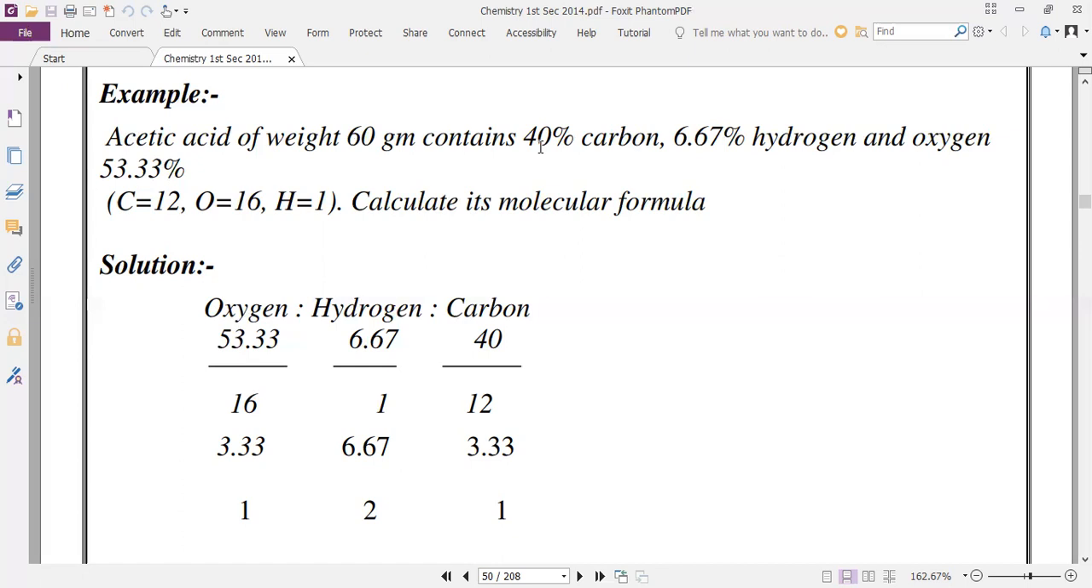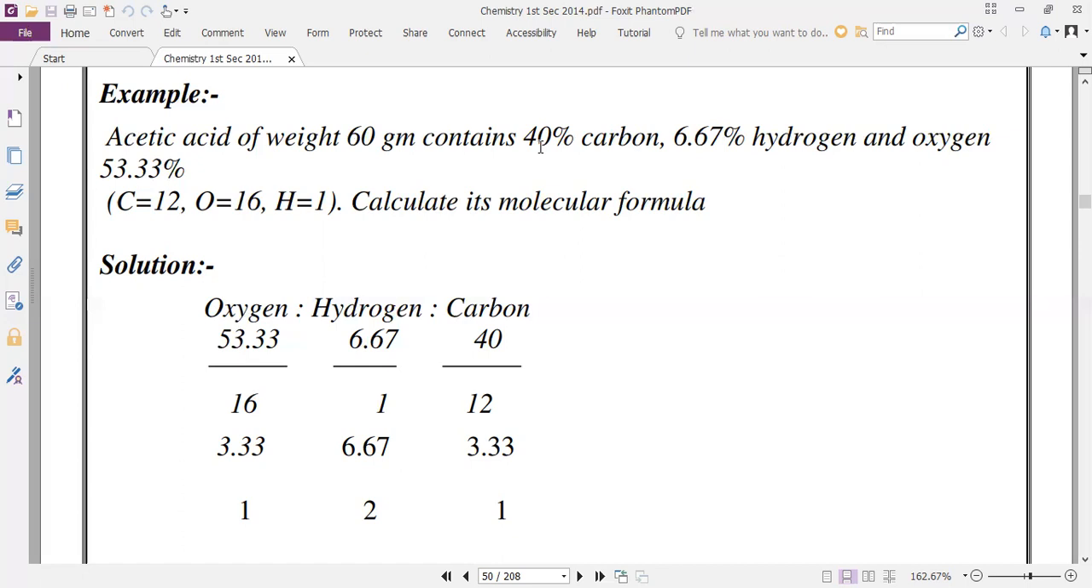6.67 divided by 1, the atomic mass of hydrogen. 40 divided by 12, the atomic mass of carbon. So it's called what? Number of moles, right? Yes, number of moles. He didn't write the rule because it's known that number of moles equals mass of substance divided by molar mass. Mass of oxygen 53.33 divided by molar mass of oxygen 16, and so on. So number of moles of oxygen 3.33, hydrogen 6.67, carbon 3.33.